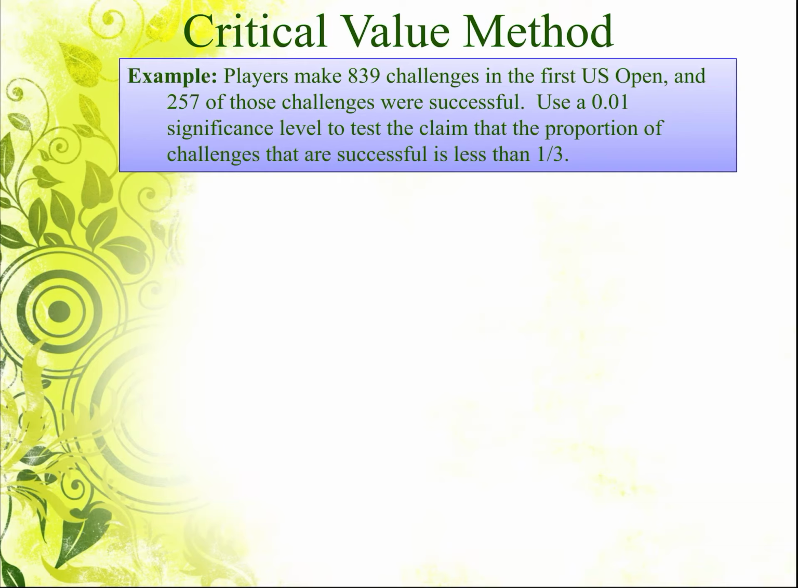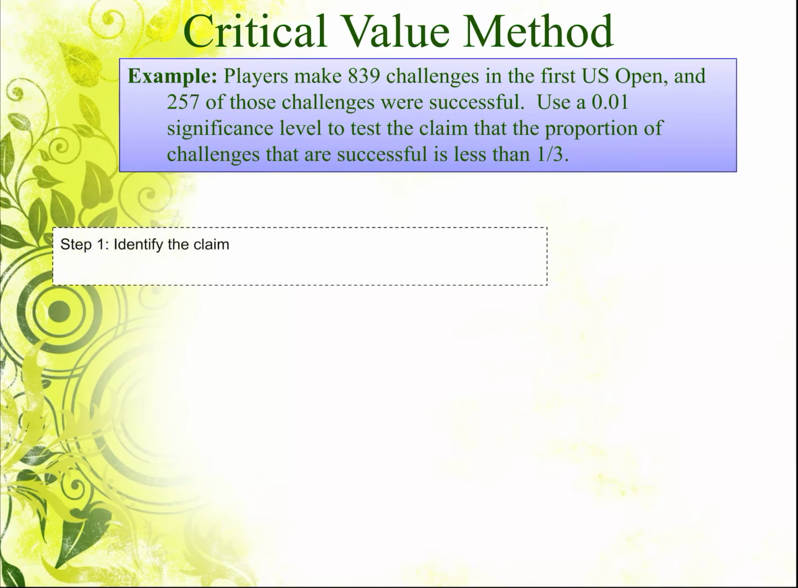Okay, let's talk about the critical value method. For the critical value method, we're going to have a lot of the same steps. So for example, let's say players make 839 challenges in the first US Open, and 257 of those challenges were successful. Use a 0.01 significance level to test the claim that the proportion of challenges that are successful is less than 1/3.